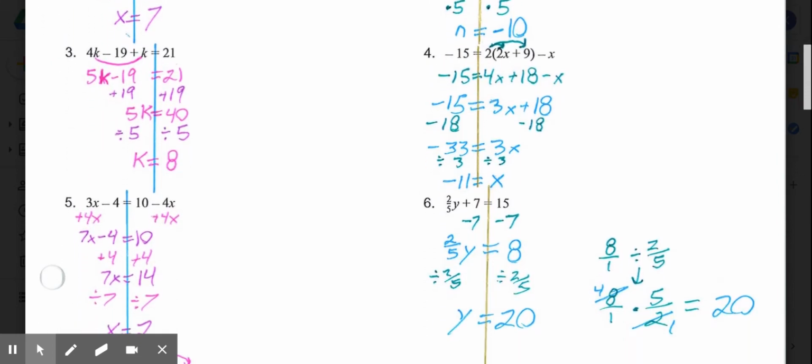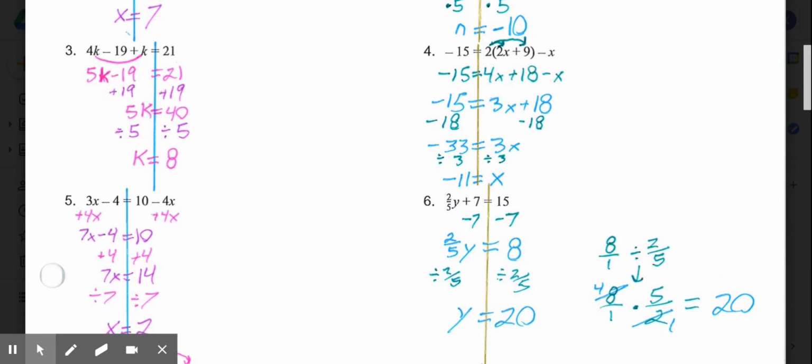Now when we get to number 3, we want to look to combine like terms before we start to undo the math to isolate the variable. So on the left, we have 4k minus 19 plus 1k. So we can combine the 4k and 1k to give us 5k. So the left becomes 5k minus 19 equals 21.